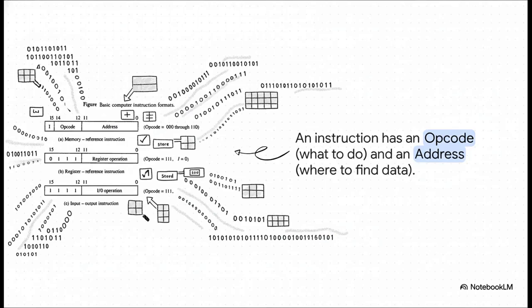So when we say instruction, what does the computer actually see? It sees this, a string of ones and zeros. This binary code is broken into parts. The opcode is the verb. It tells the CPU what to do, like add or store or load. And the address part, that's the noun. It tells the CPU where to find the data for that operation. This right here is the true native language of the machine.